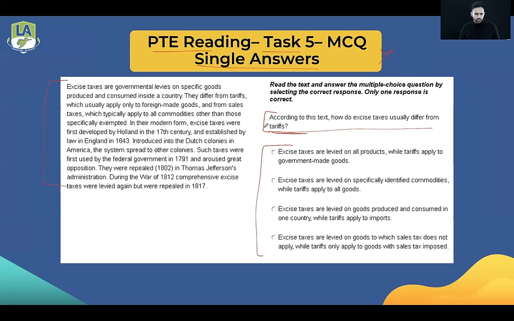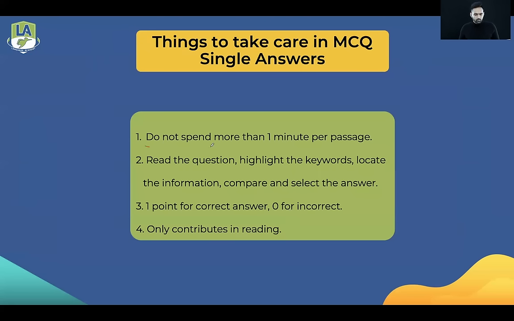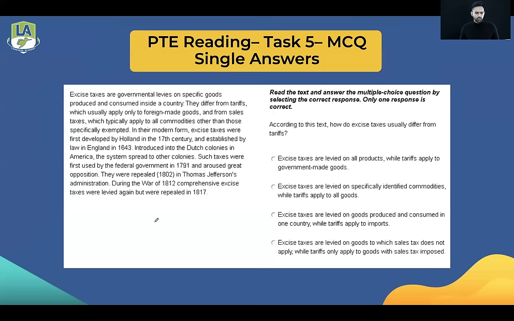Read the question, find the information here, and then compare the information with each and every option. Remember, the correct option is mostly paraphrased. Do not spend more than 1 minute per passage. Read the question and highlight the keywords. Locate the keywords, compare and select the answer. 1 point for a correct answer, 0 for incorrect, and it only contributes to reading, not very important.